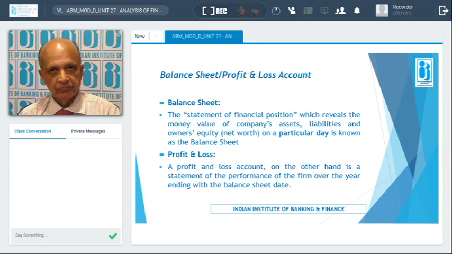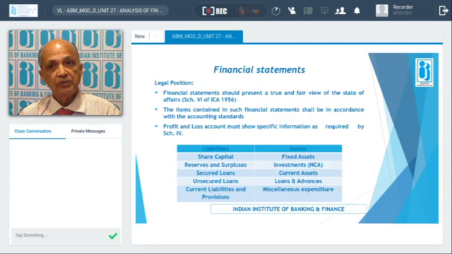The particular date may be 31st March, 31st December, 30th September or 30th June, like that. It is not a cumulative position; it is a position as on the particular date only. Then what is profit and loss? Profit and loss, on the other hand, is a statement of performance of the firm over the year ending with the balance sheet date. The aggregate operating performance during the whole year is taken care of in the profit and loss, whereas the balance sheet is as on a particular date only. There is a difference between these two.